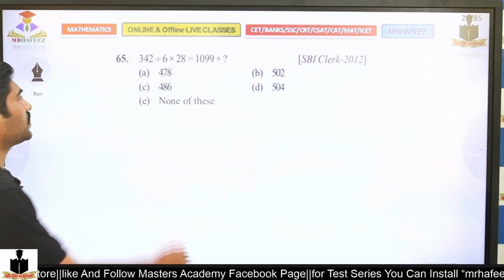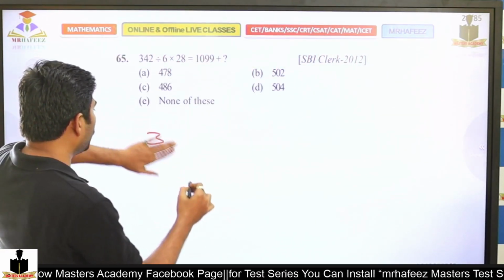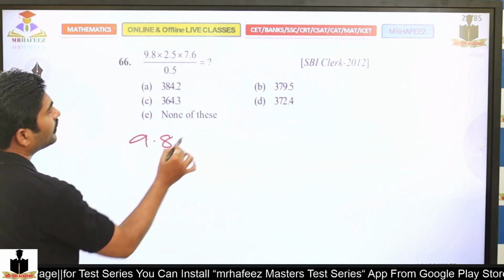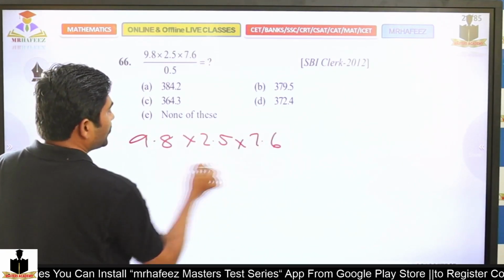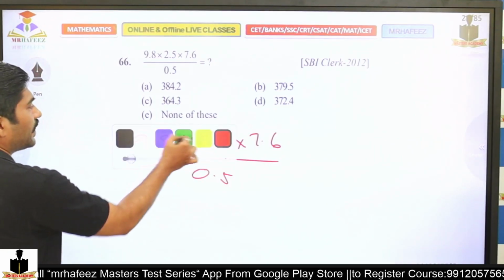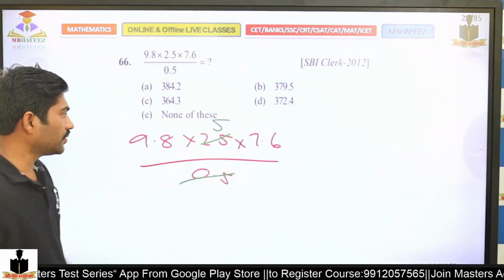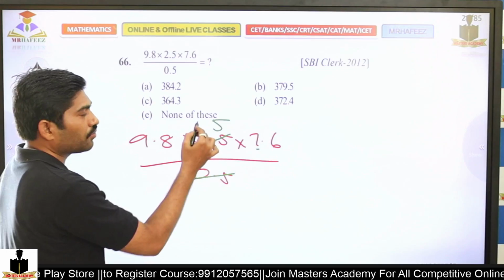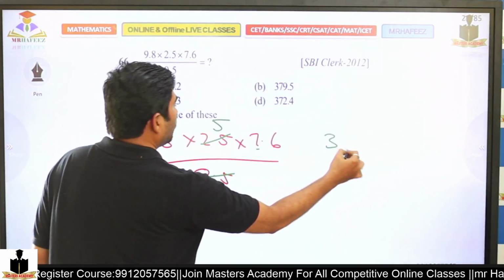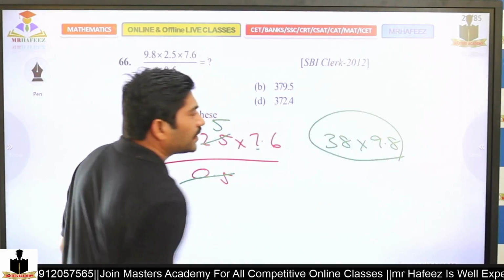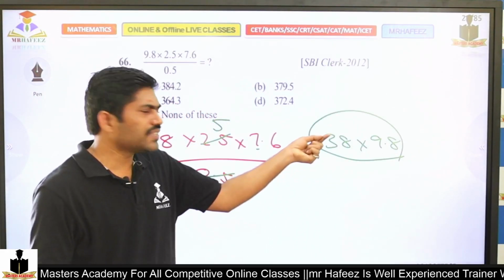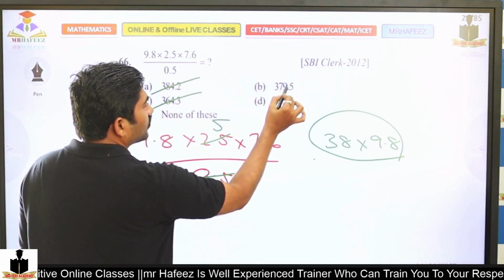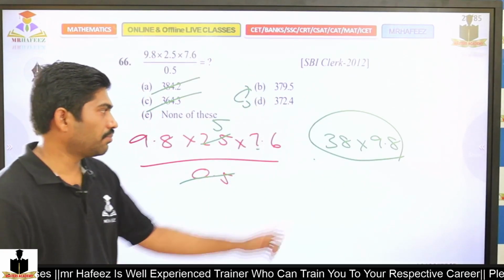Moving to the next question. I think this is already over, so the answer is none of the above. And 9.8 into 2.5 into 7.6 divided by 0.5. If this is the case, 0.5 5 times, and 2.5 into 7.6 into 5. So 76 by 2 is 38. So 38 into 9.8. 38 into 10 times is 380. It is just less than 380. So in these two the answer might be there. But this is not.